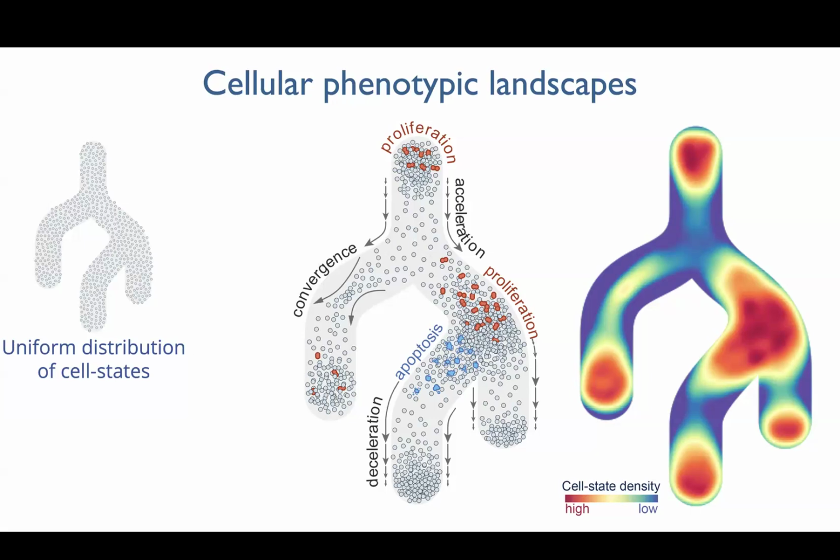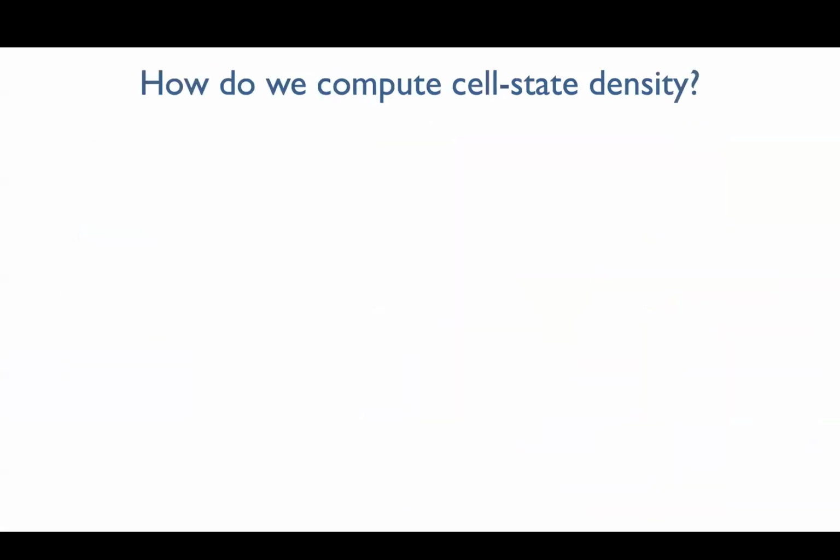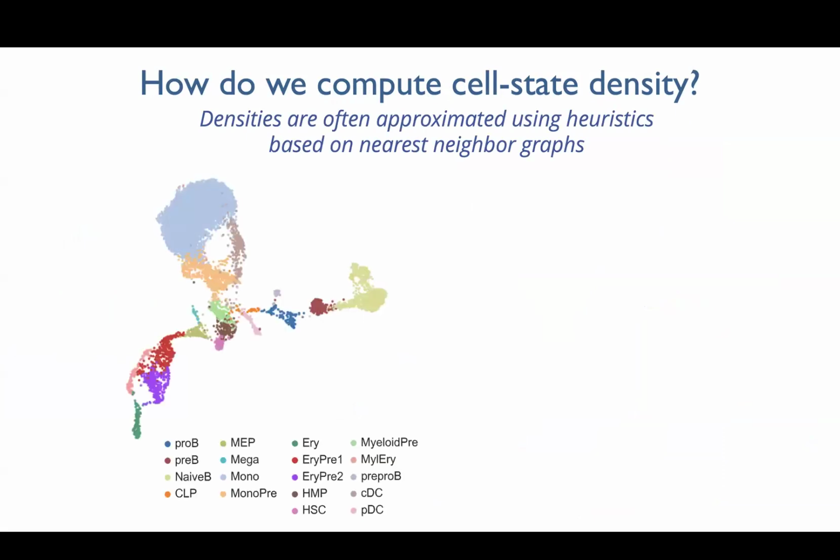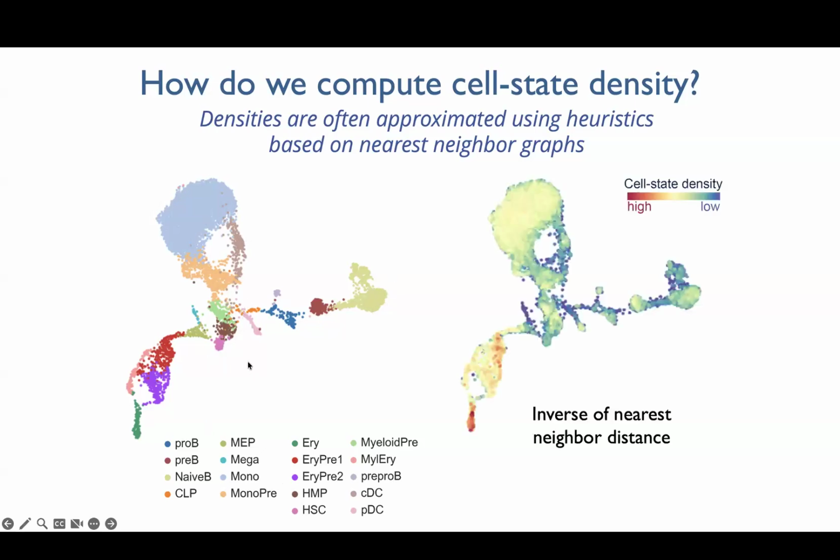Okay, great. Hopefully you're convinced that this density is variable. Then how do we compute cell state density? As you can imagine, densities can be approximated heuristically based on nearest neighbor graphs. This is an example of a real hematopoiesis data set. The pink cells you see are the stem cells. They become monocytes. These cells are erythroid cells.